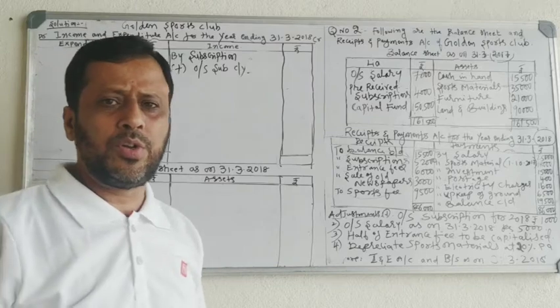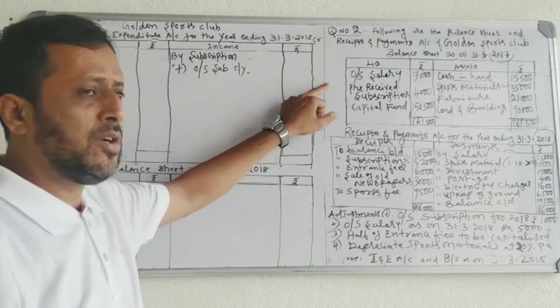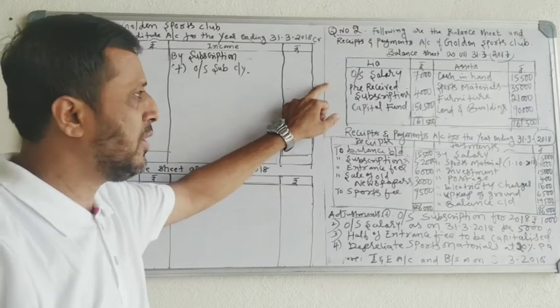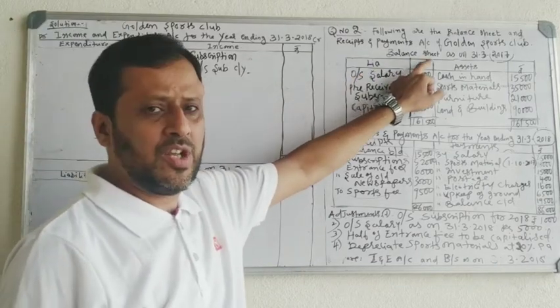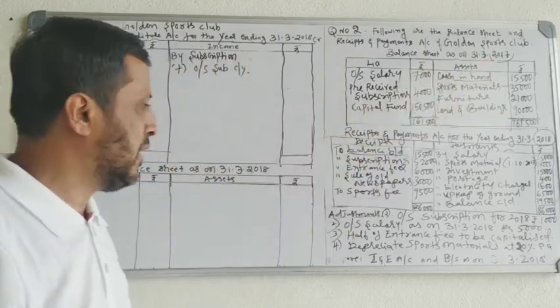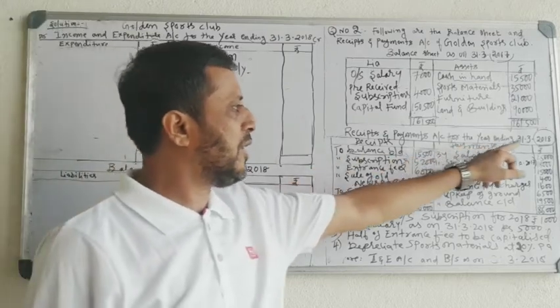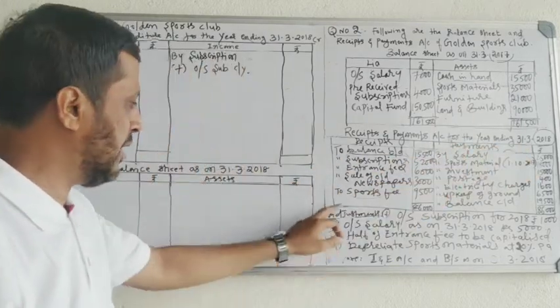once again I want to tell you that the question consists of three parts. One is the balance sheet of the last year. Here, last year is taken as 2017. The receipts and payments account of the current year. Current year is taken as 2018. And the adjustments.